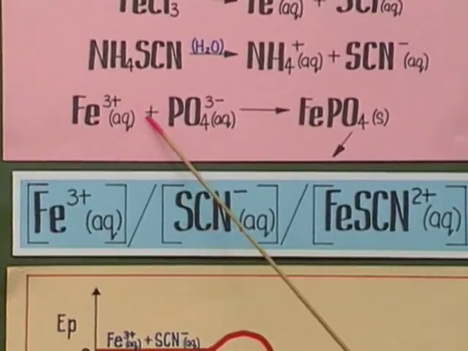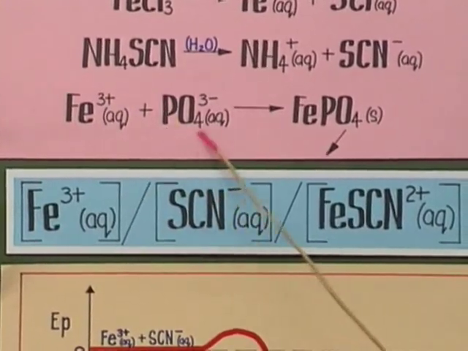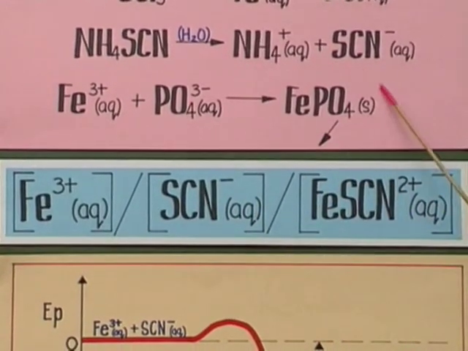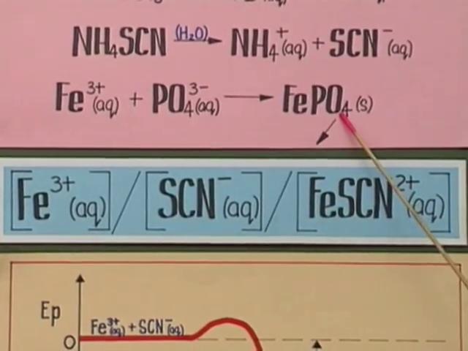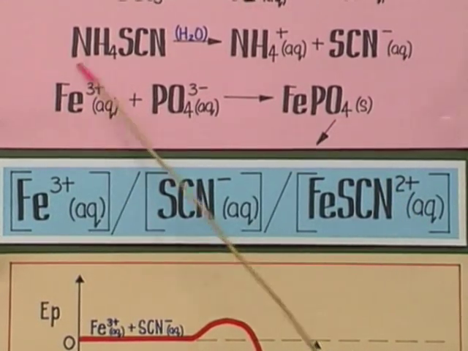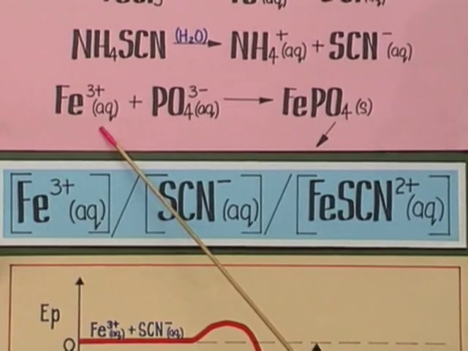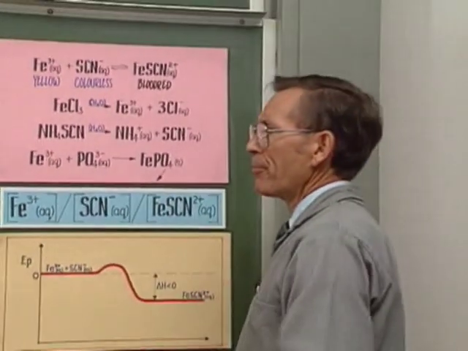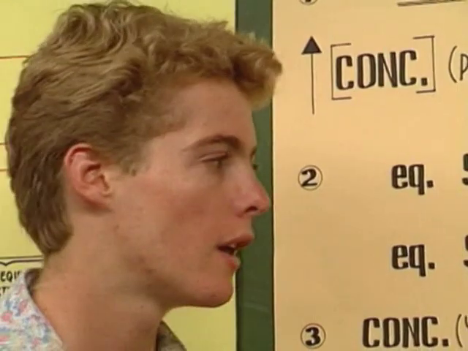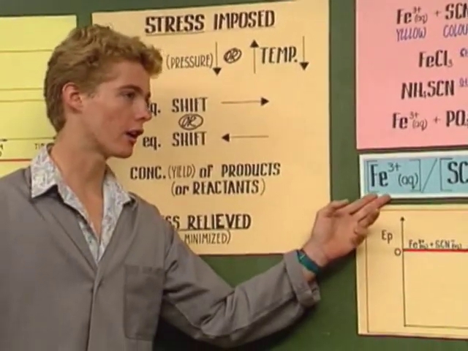This equation shows how the iron 3 ions will combine with the phosphate ions to produce an insoluble precipitate of iron phosphate, which amounts to an irreversible removal of iron 3 ions from the solution for all practical purposes. Jason, can you tell us what stress is imposed upon the system in this case? The decreased concentration of the iron 3 ions.